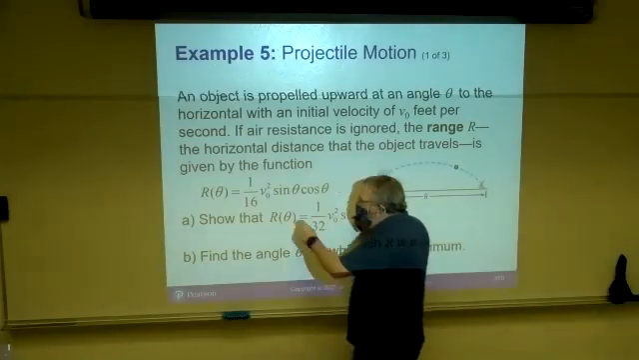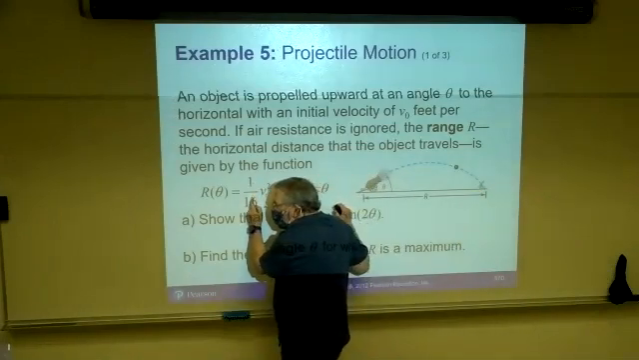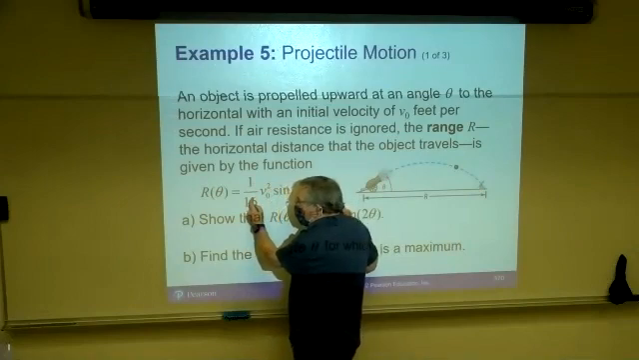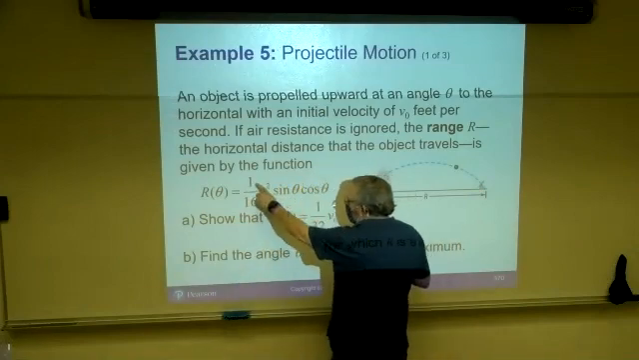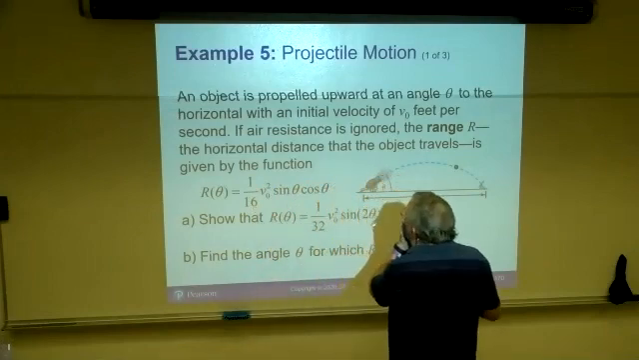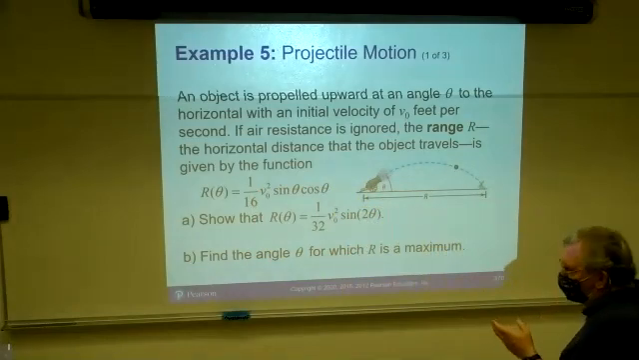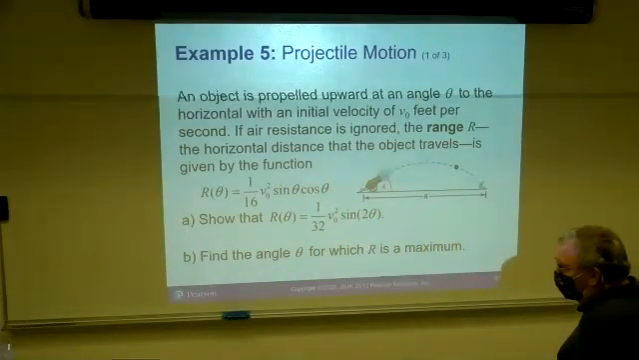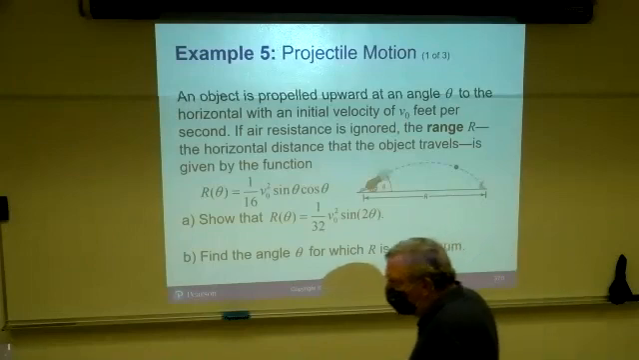All right. 1/16 is the gravitational constant squared. Or that's the gravitational constant. If this is in feet, since this is in feet, you're being pulled towards the ground at 32 feet per second per second.